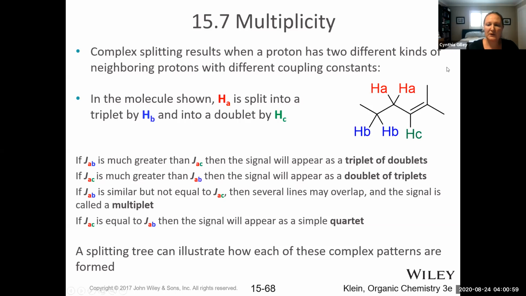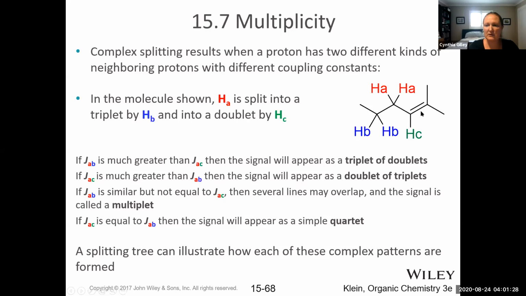So depending on what the coupling constant is between A and B and between A and C, we actually have 4 different possibilities for what the signal might look like. And when you see them, you're going to see that they are more complex than normal splitting patterns. Okay, so the first thing to keep in mind is that we're talking about the signal for HA. So B are the neighbors and C are the neighbors that are splitting HA.